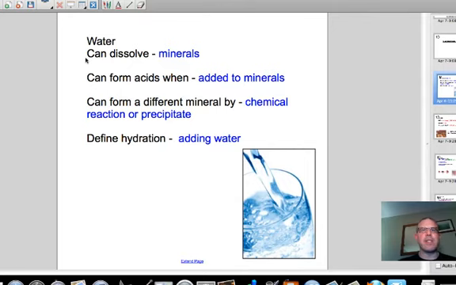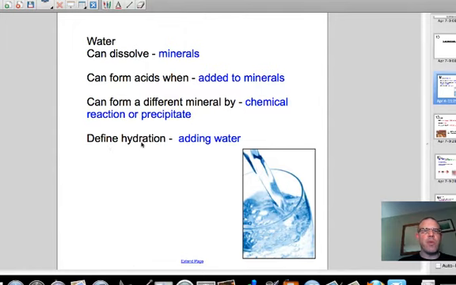So one, water can dissolve minerals. So when we have rocks that are made up of minerals, water can help to dissolve the minerals. Water can also form acids. How do they form acids? Well, when it's dissolving the minerals, those minerals get into the water, and we can start to form different types of acids. And also, we can form different minerals, and we do that through chemical reactions or through precipitation. Remember the experiment we did, we took two clear liquids, mixed them together, and we wound up with this white, thick precipitate in the beaker.